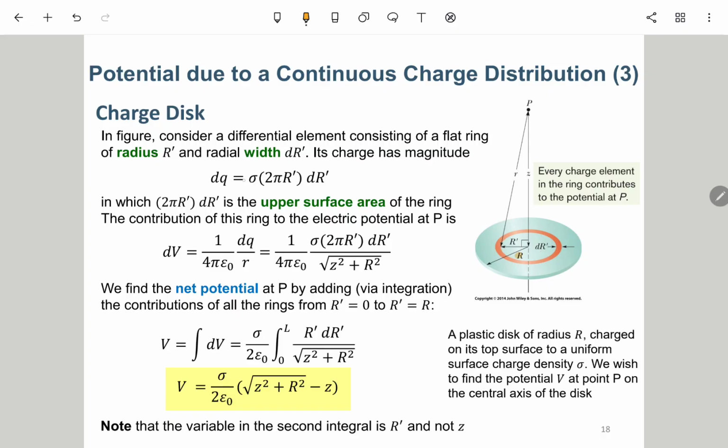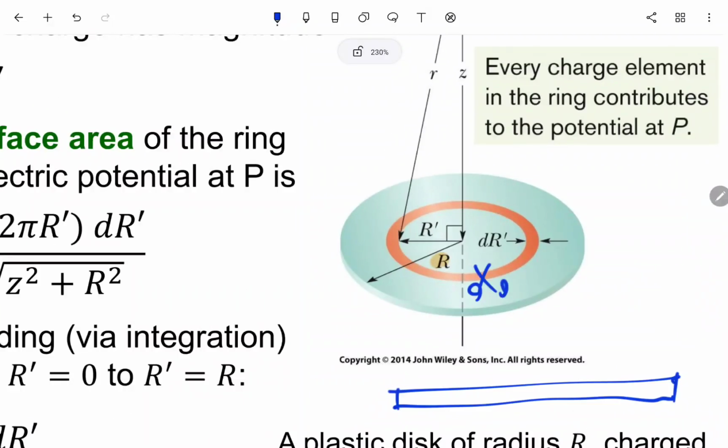We have the surface charge density multiplied by the area of the ring. So what is the area of the ring? Imagine we use scissors to cut it out and then flatten it. Hopefully it becomes a rectangle. Although it's hard to imagine, try to believe it is true. If you cut it out, flatten it and approximate it as a rectangle, the height will be dr prime.